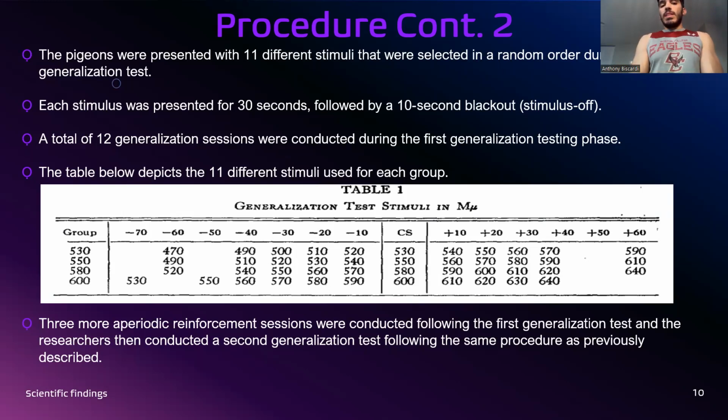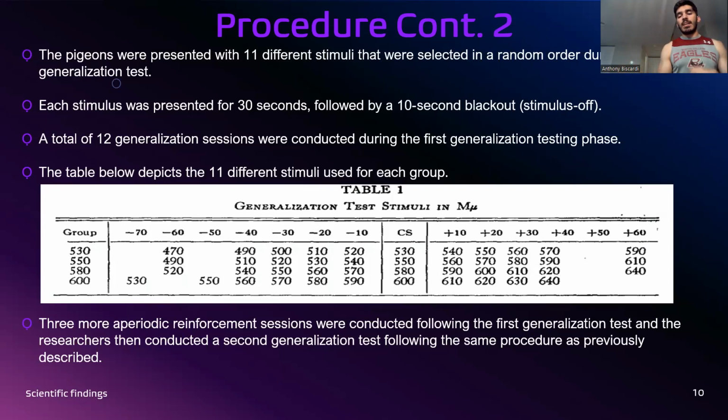And you see at the top, it says plus 10, plus 20, plus 30, plus 40. That's how much the wavelength they're testing deviates from the CS. Same thing with the minus. After they did their first generalization test, they then did 3 more aperiodic reinforcement sessions, the same way that I described previously.